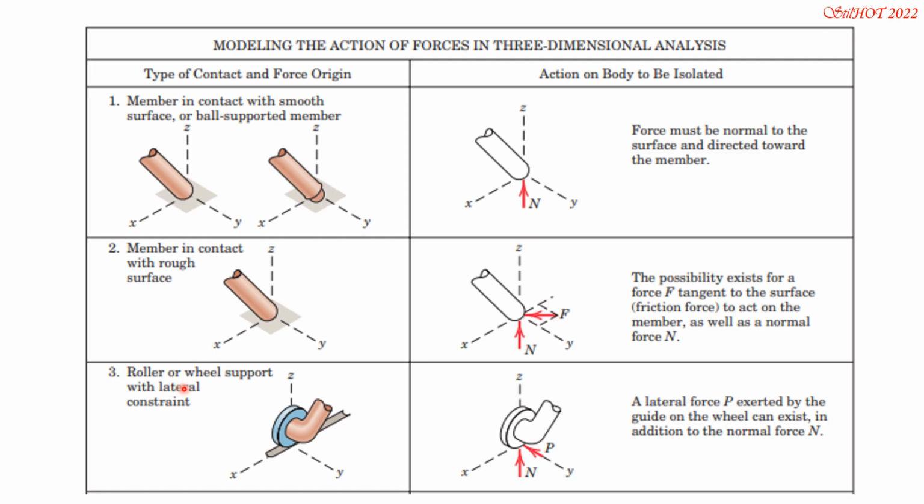Then roller or wheel support with lateral constraint. So it cannot move along Y. Constraint along Y, it's free to roll along X, so there's no force along X. There's a normal force along Z, and there's a constraint along Y. So there are two forces. And this is the further explanation. A lateral force P exerted by the guide on the wheel can exist in addition to the normal force.